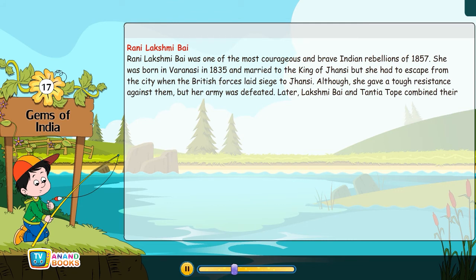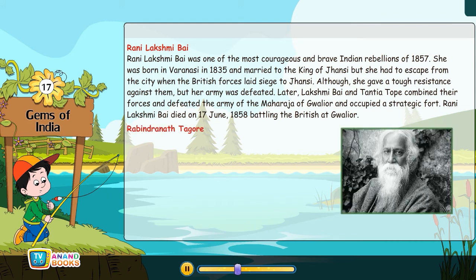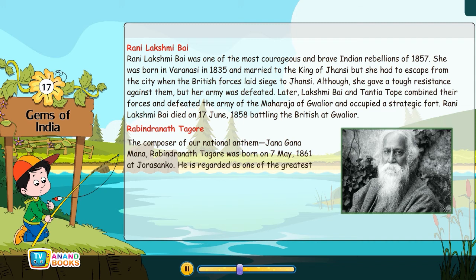Later, Lakshmi Bai and Tatya Tope combined their forces and defeated the army of the Maharaja of Gwalior and occupied a strategic fort. Rani Lakshmi Bai died on 17th June 1858, battling the British at Gwalior. Rabindranath Tagore, the composer of our national anthem, Jana Gana Mana, was born on 7th May 1861 at Jorasanko. He is regarded as one of the greatest poets of India.